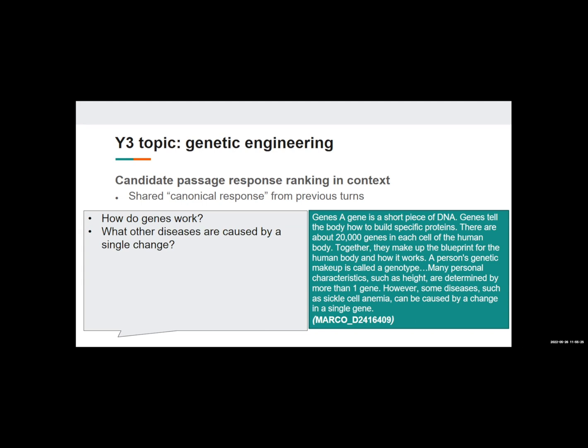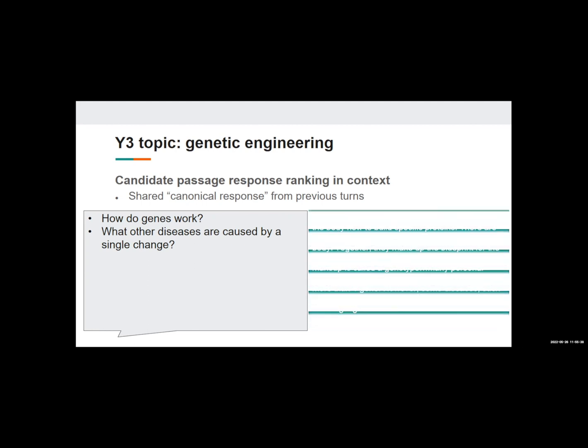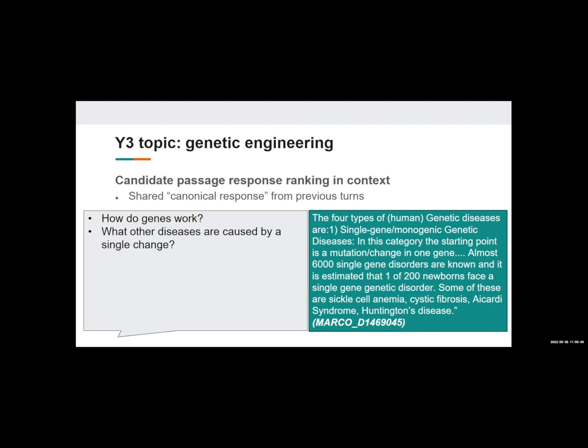So, what other diseases are caused by a single change? In this case, we see that it's referring to the last sentence in this response. So it depends on a long answer response, which makes it challenging for existing neural systems. In this case, we have a list from a very good document that gives an overview of human genetic diseases. There are 4 types. It talks about the first one, monogenetic diseases, as well as cystic fibrosis, Huntington's disease, and other diseases within it.